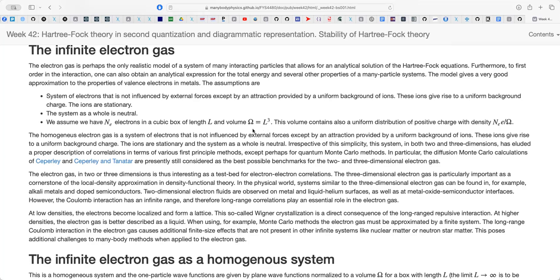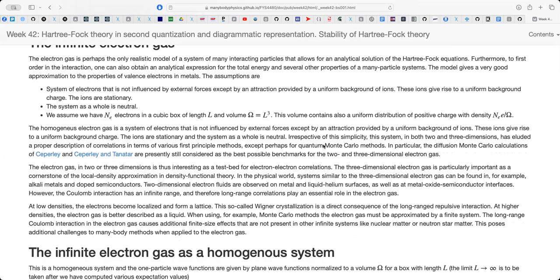And this box with a given volume and the number of electrons define a density. As you know, the number of particles divided per volume defines a density. And this is a typical kind of quantity which is then used to relate to experimental results, because the density can then be transformed into interparticle distances.